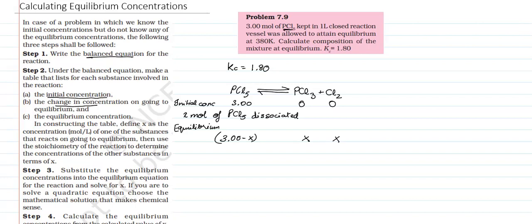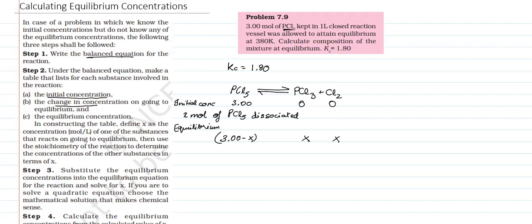Now, if for some reason, let's assume our chemical reaction had 2 PCl3, this is again a very hypothetical one, then you would say 2X. It depends. You will add the stoichiometric coefficient in the front of the one that we assume. So here, however, since they are all just one PCl3 and one Cl2, it's going to be X and X. So in constructing the table, define X as the concentration, moles per liter, of one of the substances that reacts on going to equilibrium. Then use the stoichiometry of the reaction to determine the concentrations of the other substances in terms of X. And that is what we did just now.